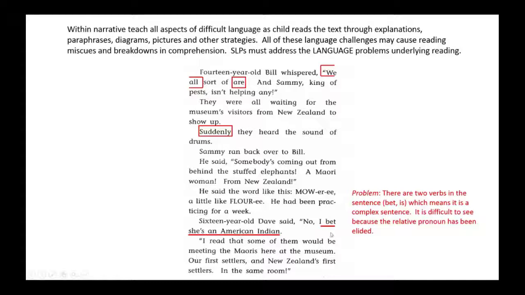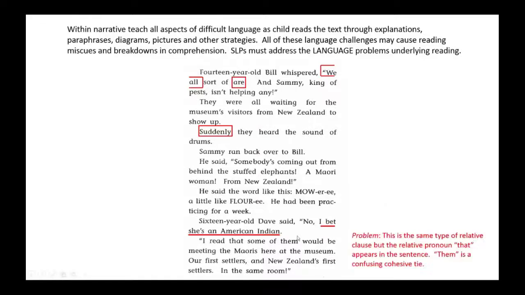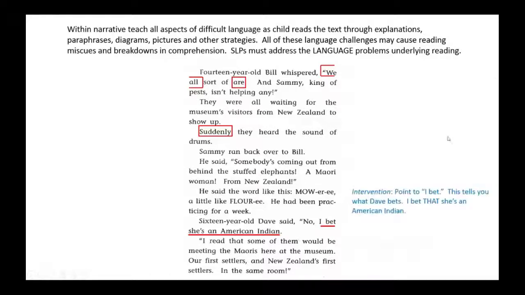So what we really have here is a relative pronoun that's been elided from the sentence. So the real sentence is going to be, it tells you what Dave bets. "I bet that she's an American Indian." So I can say, "I bet that she's an American Indian," because that word lets me put those two ideas together. Or I can take it out. "I bet she's an American Indian."